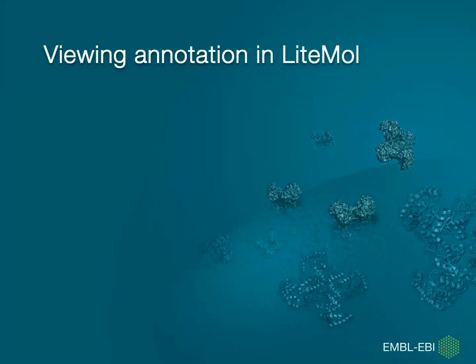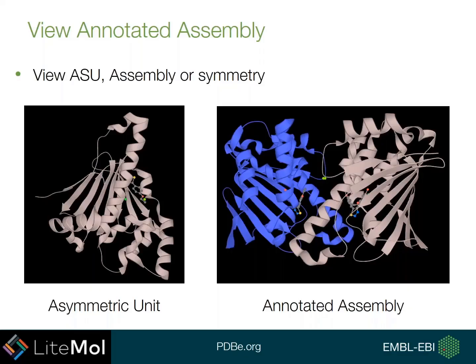Opening LiteMol from a PDBe entry page gives you a number of options for displaying extra annotations on your structure. One thing we have is the ability to view the annotated assembly. For X-ray crystallography entries, often what is in the asymmetric unit and what you see in the PDBe entry doesn't actually represent the likely assembly for that entry. We record this annotated assembly in annotation when the depositor gives us the structure, and you can then view this in LiteMol.